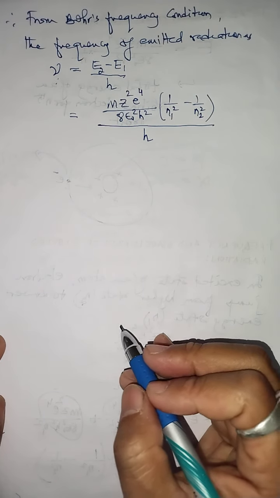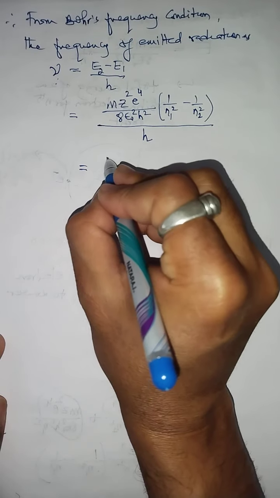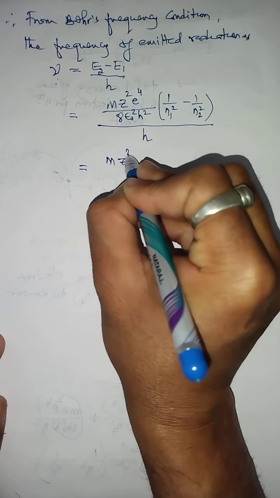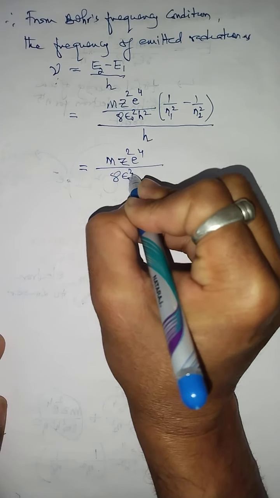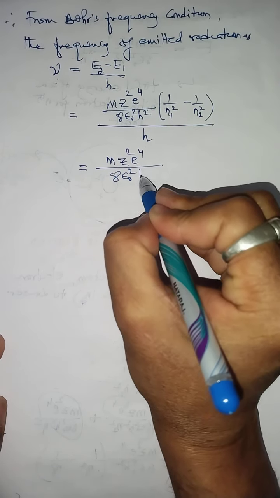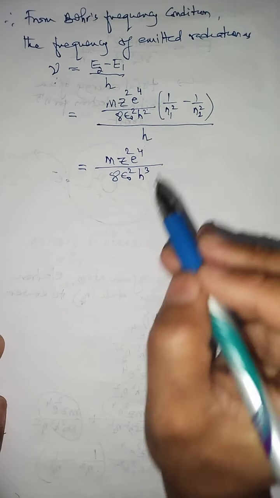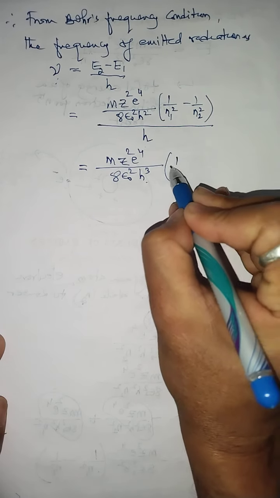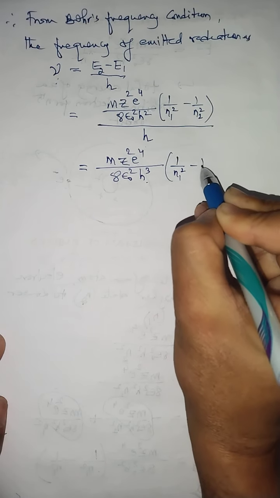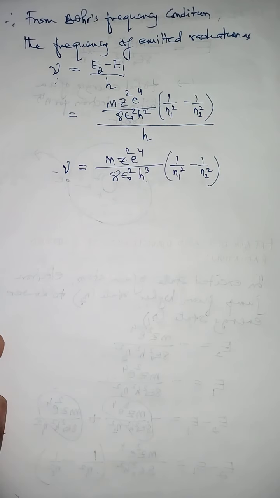Whole divided by h. Now this h will be reciprocal. If you take the reciprocal also, it will be m Z square e to the power 4 by 8 epsilon naught square, h square into h, it will be h cube. Because when you take the reciprocal also, this h will be in the denominator only. That's why h and h square multiply to h cube, bracket 1 by n1 square minus 1 by n2 square. So this is the frequency of the emitted radiation.